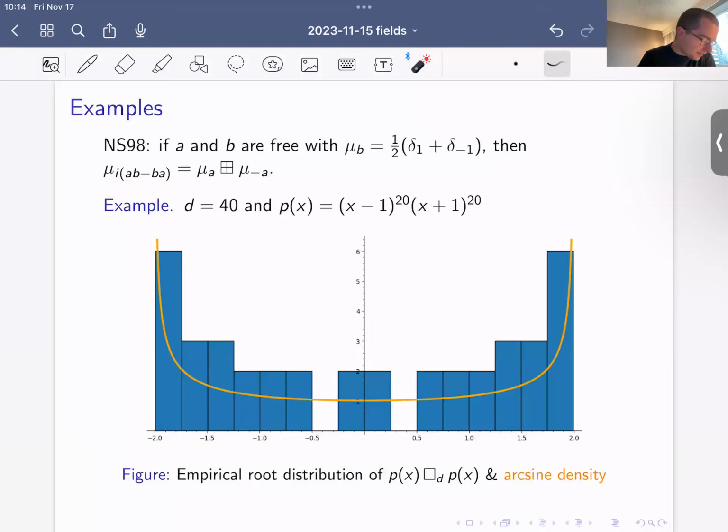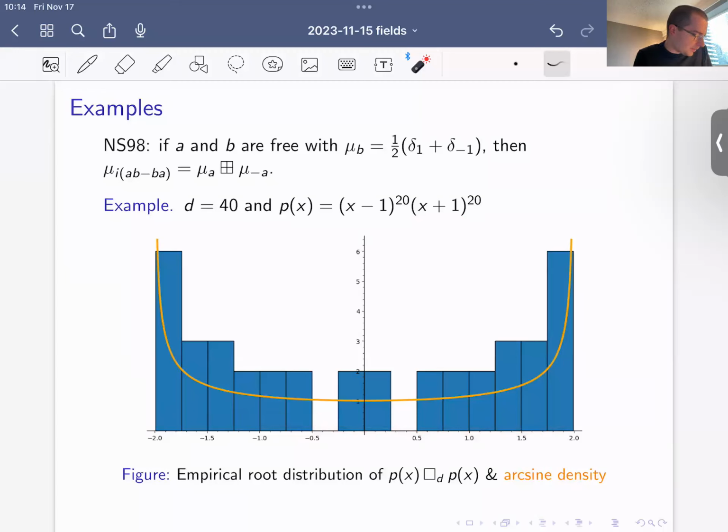Here, these graphics are all done in Sage. If you set D equals 40, so that's reasonably large, and you let P be the polynomial whose root distribution is this, 1 with multiplicity 20 and a root at -1 with multiplicity 20, then when you put my formula into the computer with this polynomial, with P equals Q here, and you do the commutator, this is the histogram of the roots that you end up with.